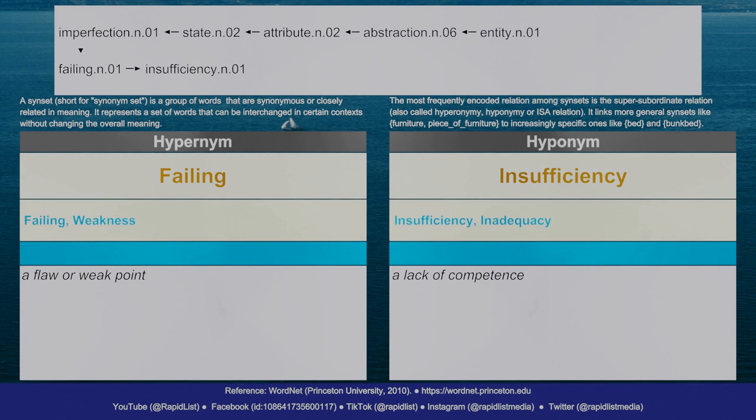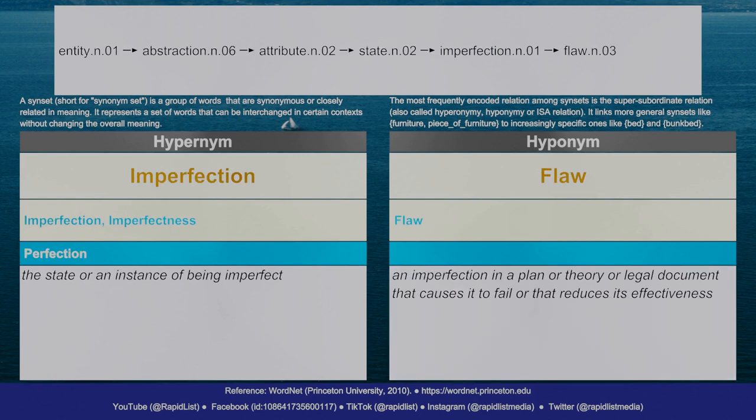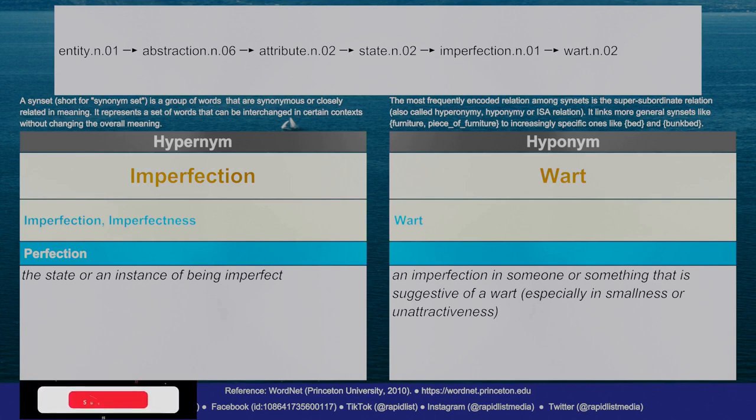Insufficiency. The lack of competence. Juvenile offenses often reflect an inadequacy in the parents. Flaw. An imperfection in a plan or theory or legal document that causes it to fail or that reduces its effectiveness. Wart. An imperfection in someone or something that is suggestive of a wart, especially in smallness or unattractiveness.